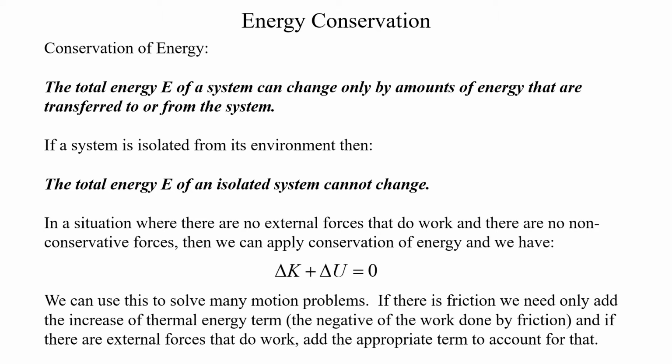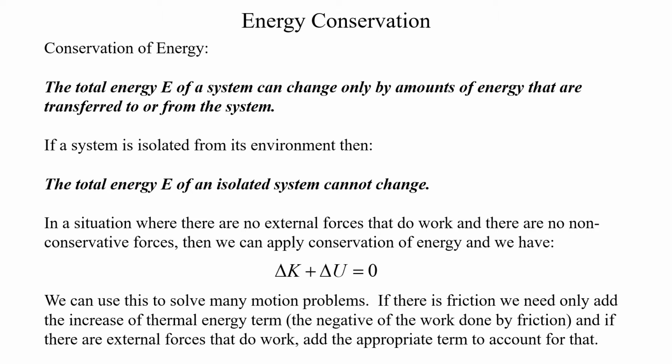The total energy of a system can change only by amounts of energy that are transferred to or from the system. So if we have a system that is isolated from its environment, then the total energy of an isolated system cannot change. Now, it can change internally from one form to another, such as from kinetic to potential, but the total amount will stay the same.